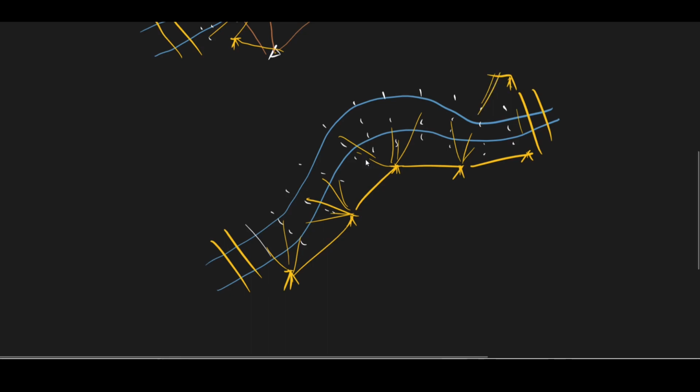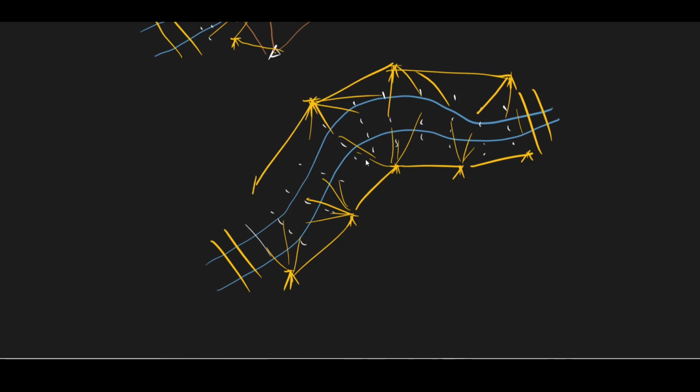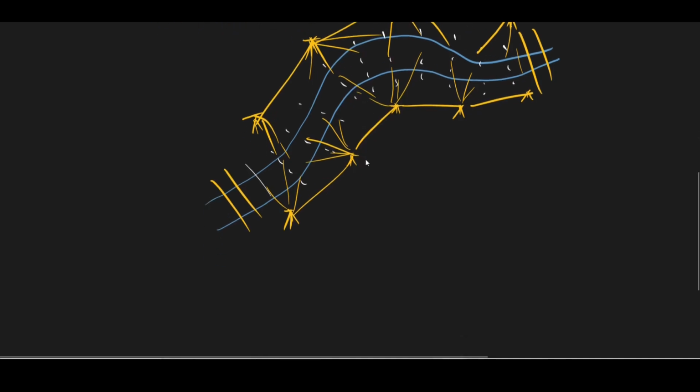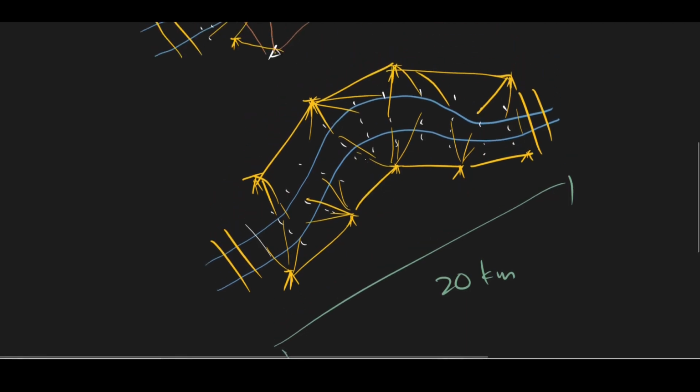Let's draw this properly. To observe this side, and then you moved here again. So you don't have control points, right? So you have no established control points. Then you have it right here. So let's say the length of this river is about 20 kilometers. Very long indeed. So what you'll find, unsurprisingly, is that your traverse will not close, right?